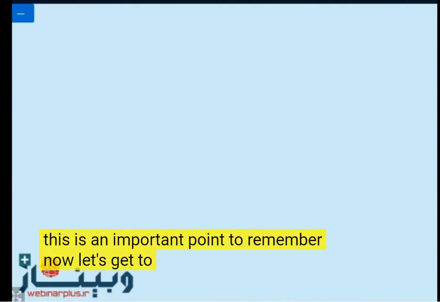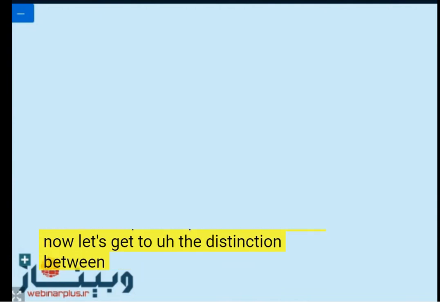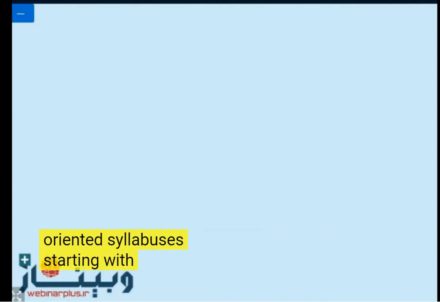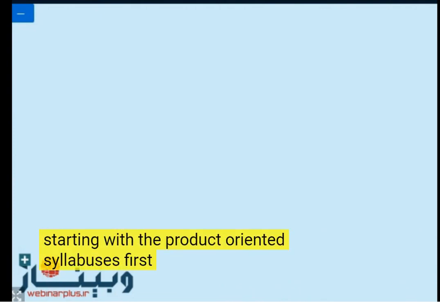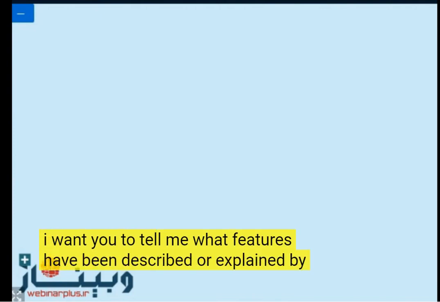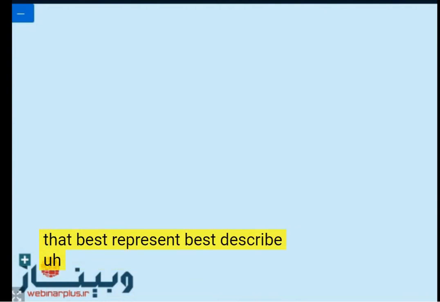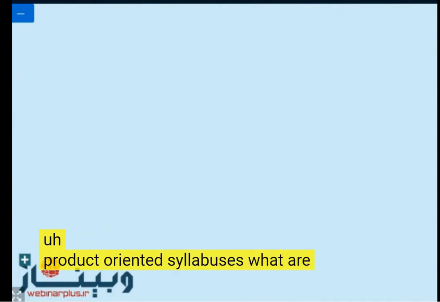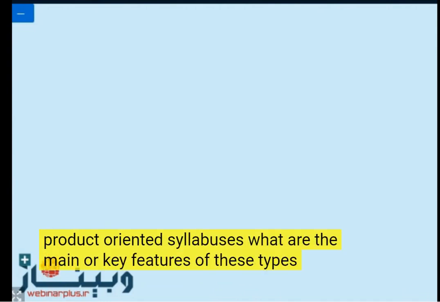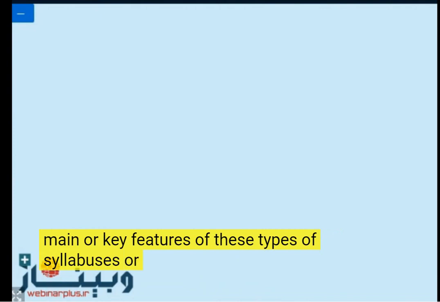Now let's get to the distinction between product-oriented and process-oriented syllabuses. Starting with the product-oriented syllabuses first, I want you to tell me what features have been described or explained by David Nunan in this book that best describe product-oriented syllabuses. What are the main or key features of these types of syllabuses, or this orientation to syllabus design?